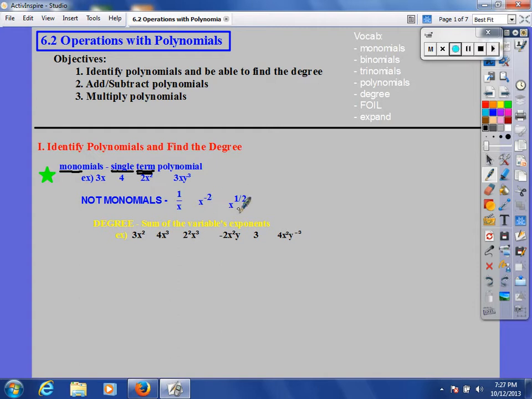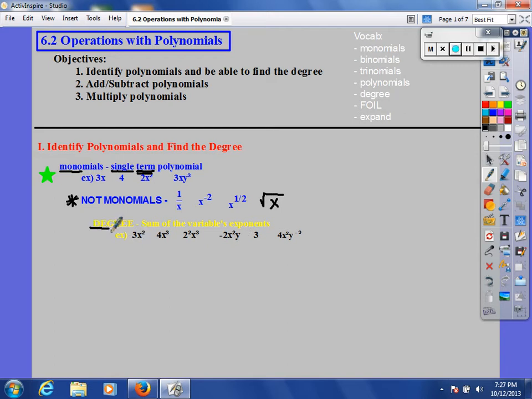Exponents that are fractions, not a monomial. Or even, let's say we have a variable inside of a radical. That's not a monomial, and that's key. You've got to remember what isn't a monomial, so sometimes you can identify what is. Because you're going to have questions like these down here where it says, what's the degree of this monomial?